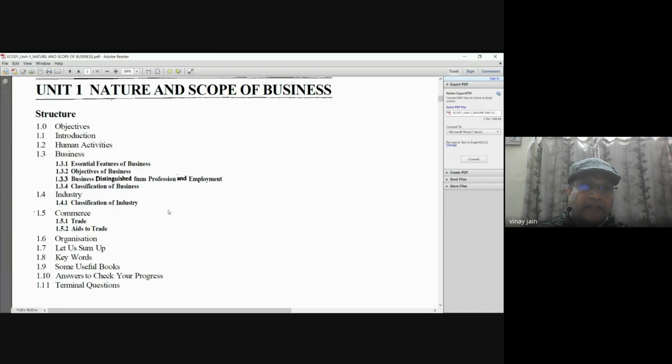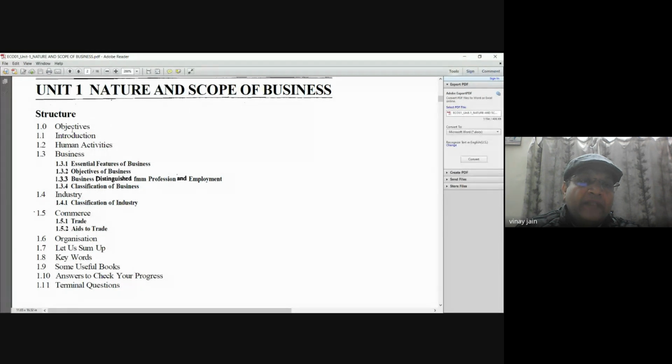Just for the sake of sharing what we are going to discuss here, the unit is very structured, and the objectives are given here, meaning the objectives of studying the nature and scope of business. Then we have the introduction and human activities, because there are so many human activities, and these activities will be categorized under economic and non-economic activities. Then the business part is there, with the essentials, characteristics and features of business.